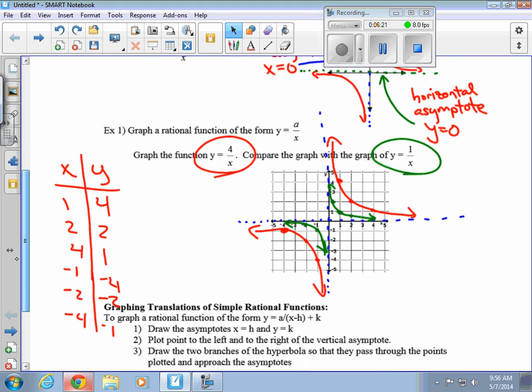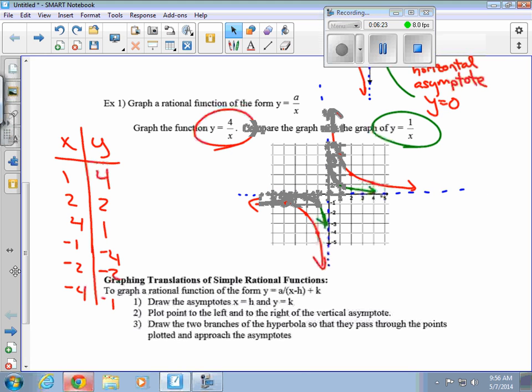Well, look at that. That's a very good question. The asymptotes will change, but it won't be in this form. We'll look at that as our next example. Okay. Now, how are they different? Well, we're going to say that this graph is further away from the axis as the other one.